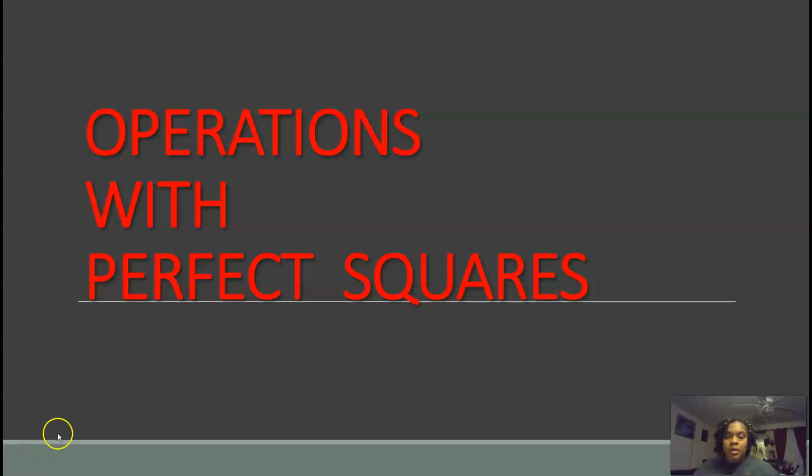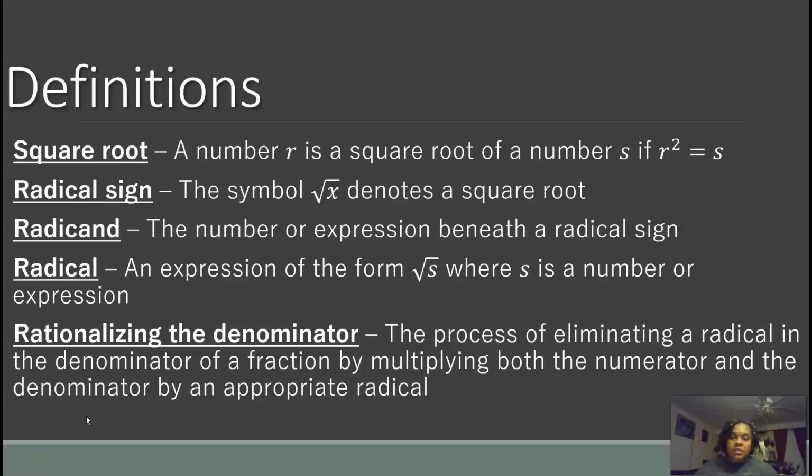So, to get us going, some definitions that you should know. Maybe you need to write these down, take a picture of it with your phone. Square root, radical sign, a radicand, a radical, and rationalizing the denominator. Rationalizing the denominator, we're not going to really touch on that. However, it is good to know. Like I said, please write this down. Pause the video if you need to, and come back to it if you need to as well. Okay?